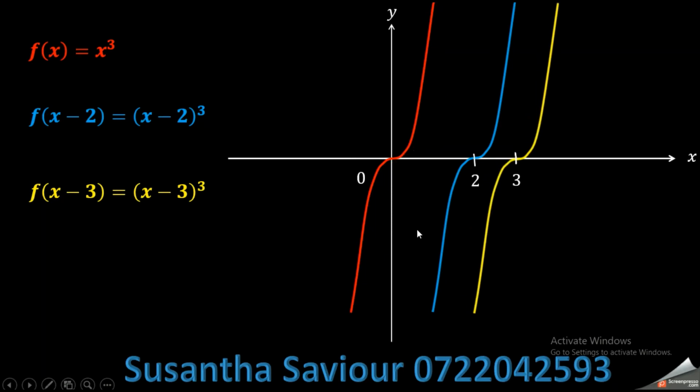There you are, it came 3 points. Initially it was at 0. This is pushed to this side by 3 points, then stops here. Okay, I think you clearly got it.